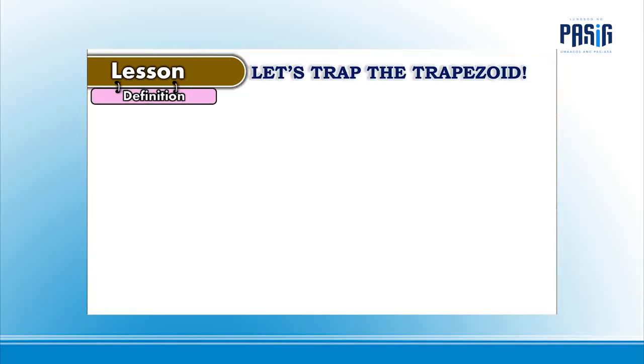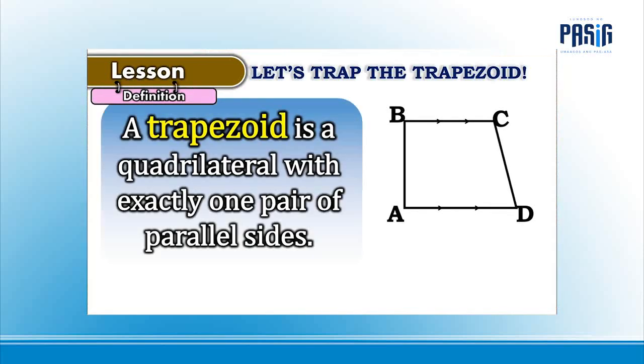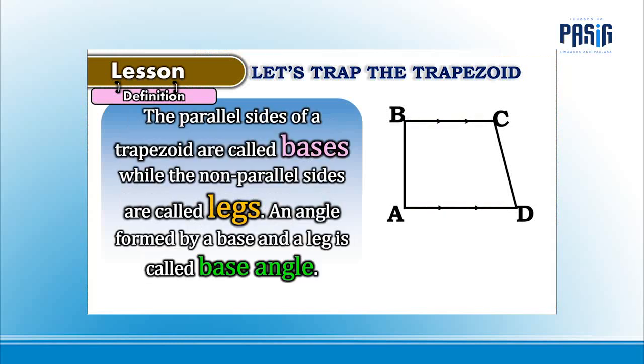Let's trap the trapezoid. A trapezoid is a quadrilateral with exactly one pair of parallel sides. The parallel sides of a trapezoid are called bases, while the non-parallel sides are called legs. An angle formed by a base and a leg is called a base angle.